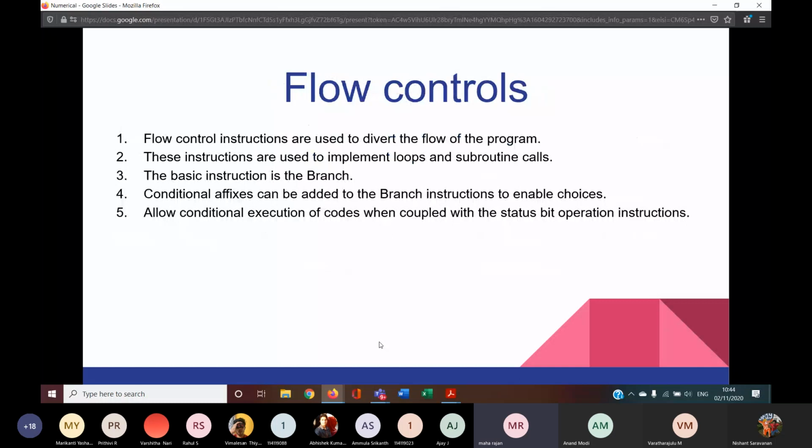The flow control. We all know about flow controls. It's the basics of some programming languages, and it is also the basics of operating systems. Flow control instructions are used to divert the flow of the program, like if-else statements. These instructions are used to implement loops and subroutine calls. The basic instruction is the branch, and conditional affixes can be added to the branch instructions to enable choices. They allow conditional execution of the code when coupled with the status bit operation structures.